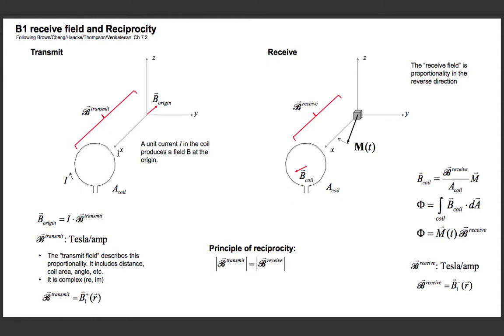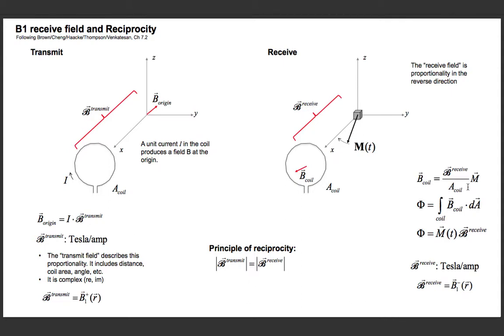So on the transmit side, we put a current in there, you get a field over here. The reverse is also true. So in this example, we have a unit piece of magnetization at the origin with a magnetic moment M, and as this would rotate around, it will produce a B field here in the center of the coil. It's a vector, so it can be in various directions. And that B field is proportional to the M field by this factor B receive.